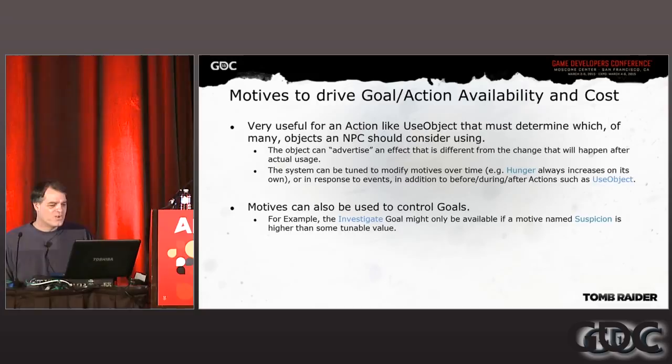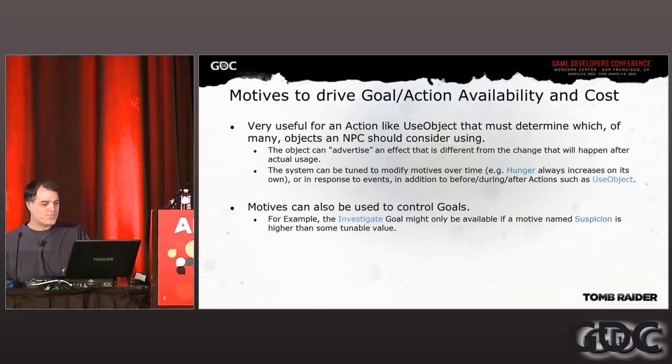So we can use motives to control the goals that we use. For example, the investigate goal might be something that they only consider if their suspicion motive is above a certain level. So maybe the first time you throw a rock, their suspicion goes up a little bit and they just have a reaction to it. They don't actually plan to investigate it. And then the second time they're like, you know, what was that? Let me go check that out. And they make a plan to do it.